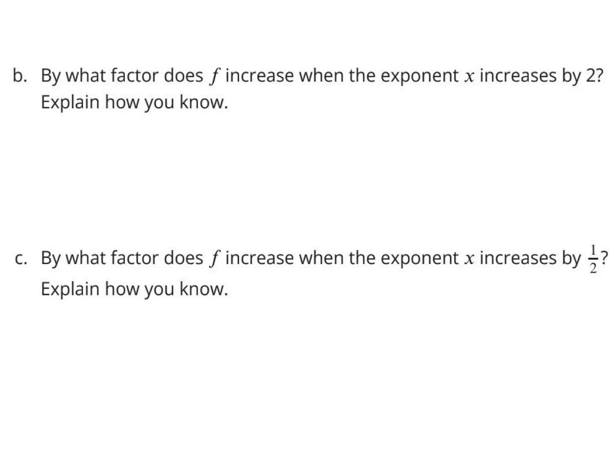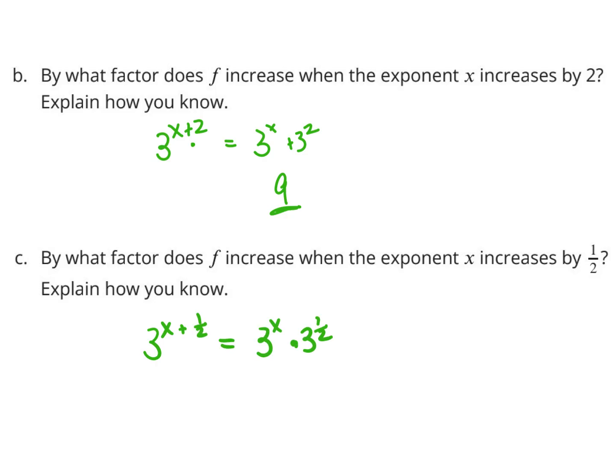Okay, so by what factor does f increase when the exponent increases by 2? So if our b is 3 to the x and we increase plus 2, then we get 3 to the x times 3 squared. We know that 3 squared is 9, so our factor increase is 9. So now, by what factor does f increase when the exponent increases by 1/2? So 3 to the x increased by 1/2 equals 3 to the x times 3 to the 1/2. The square root of 3 is our increase.